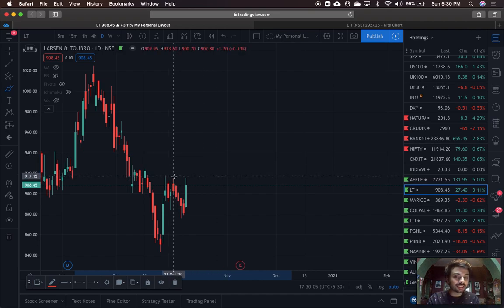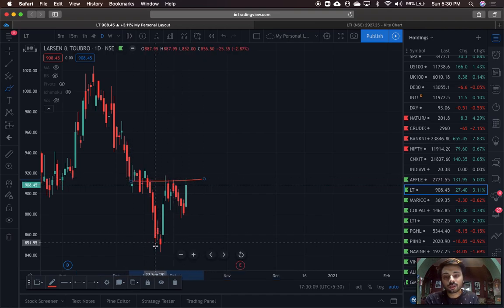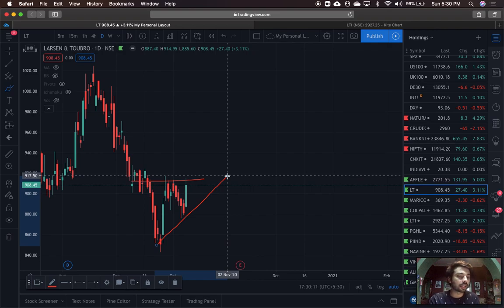So if I look at this example, I see a double bottom kind of formation. It also looks like something like an ascending triangle till now. So my trade gets triggered if I go above the highs, maybe around 914. It gives me a good positional trade.